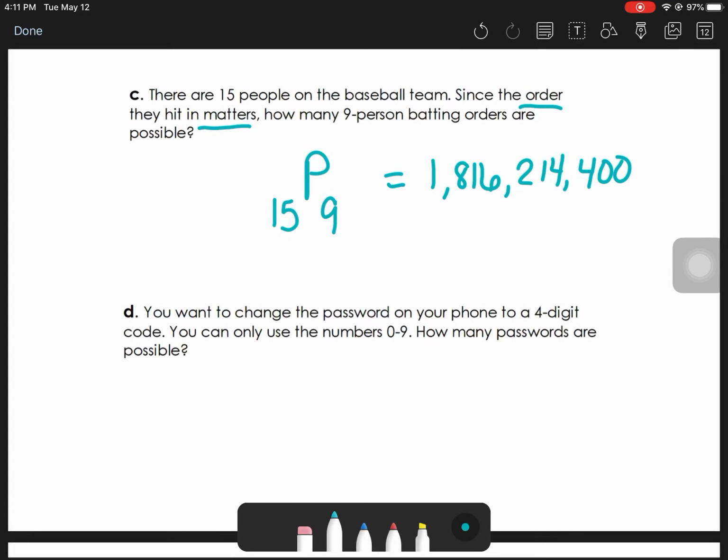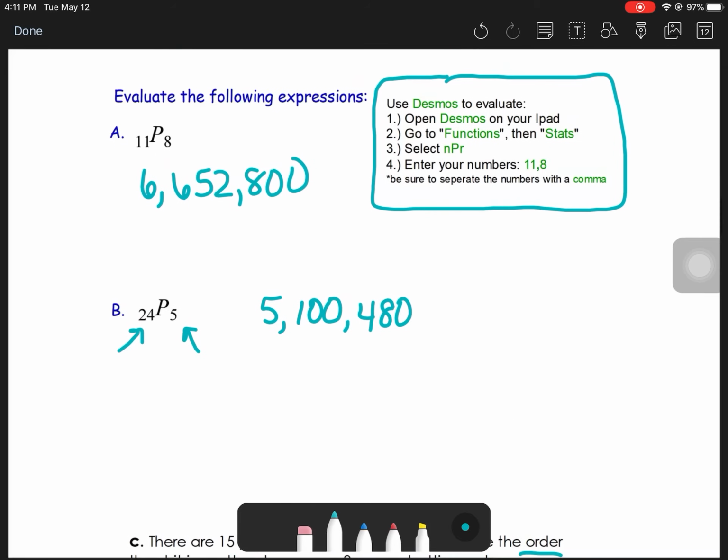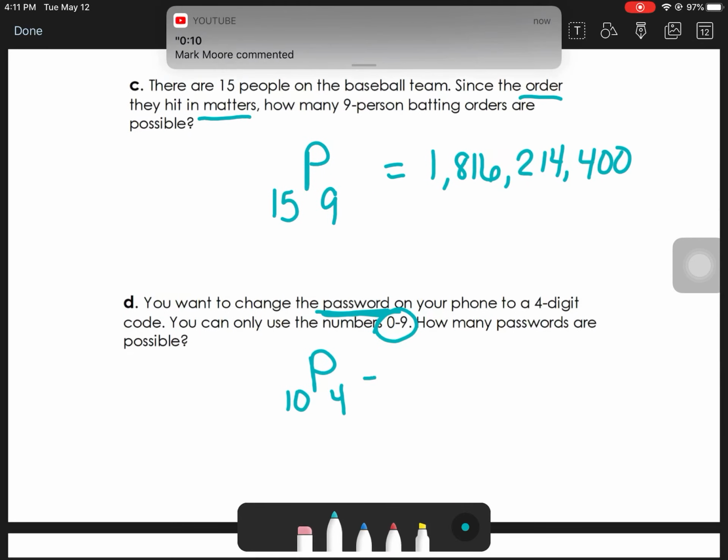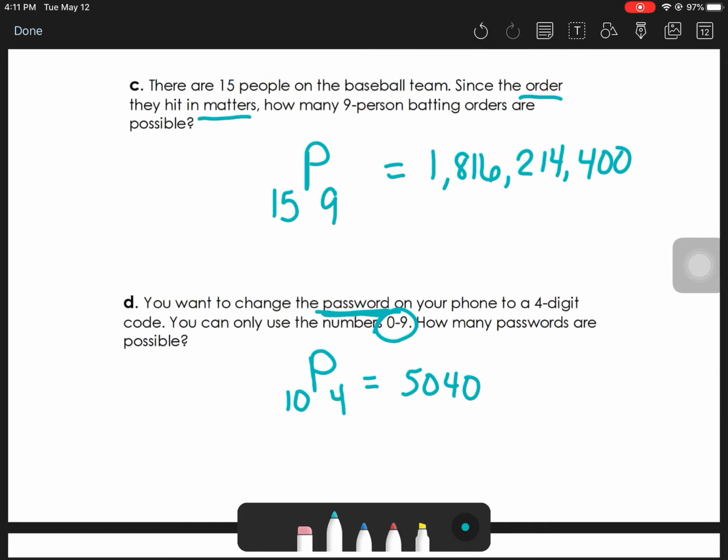We now are going to do a problem that's talking about a password. So when we're doing a password, order matters, we are going to use the digits 0 through 9, which means there are 10 digits, and we're going to pick 4 of them. So on your iPad, we're going to do exactly the same thing. Go to Desmos, go to functions, then statistics, select nPr, and you're going to put your numbers in separated by a comma, 10, 4, and there will be 5,040 different passwords.